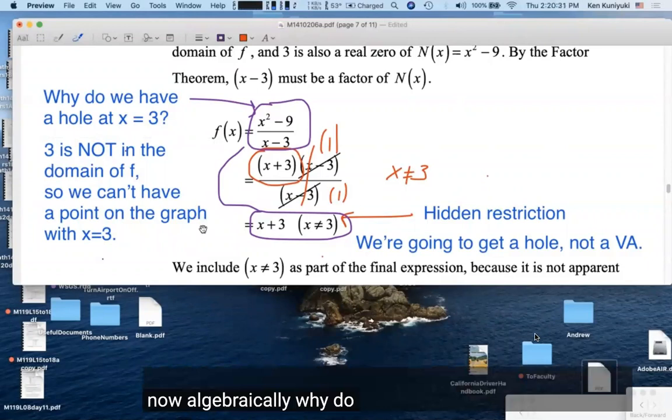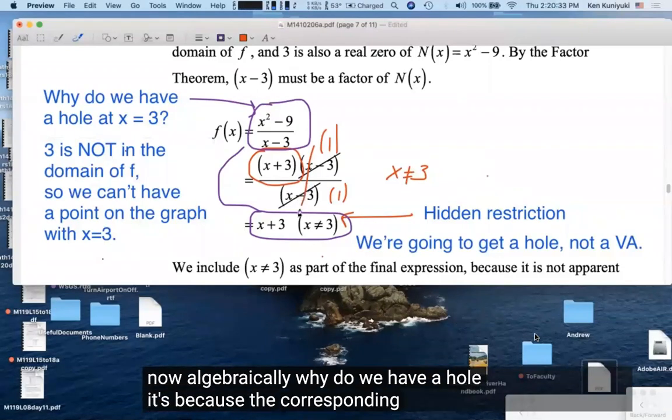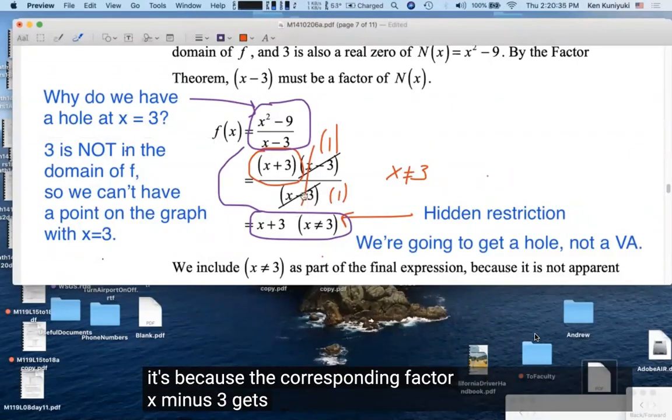Now, algebraically, why do we have a hole? It's because the corresponding factor, x minus 3, gets completely canceled out.